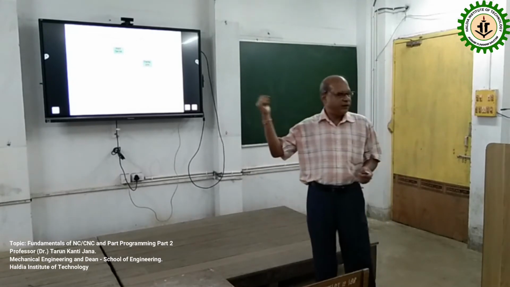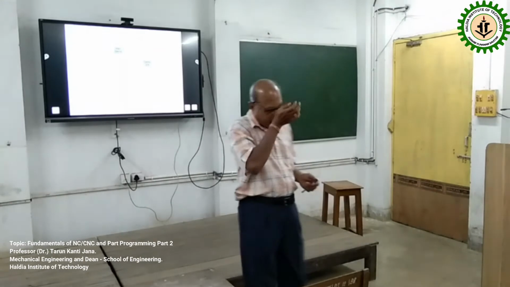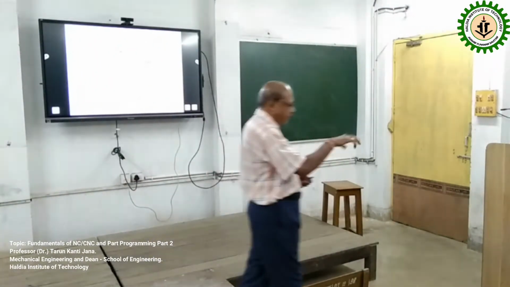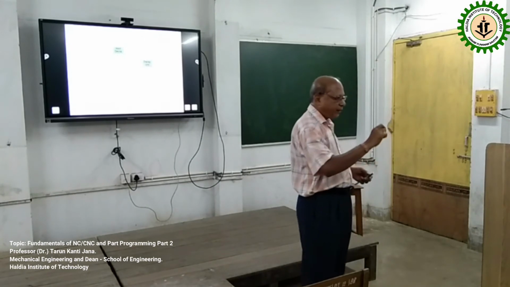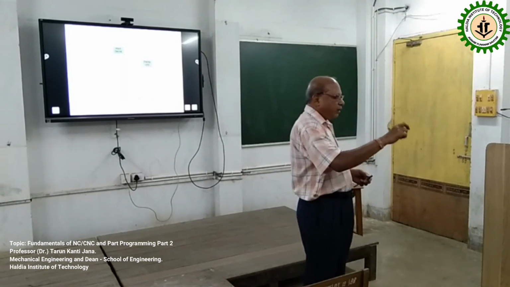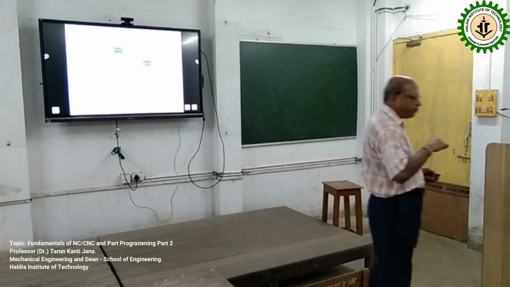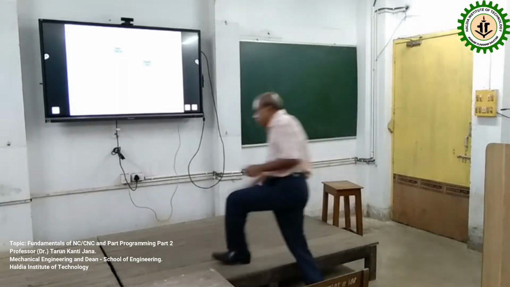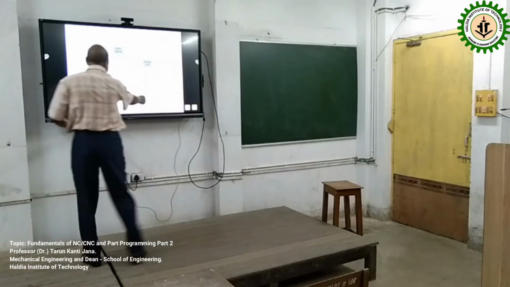The same logic goes in this case also. So if a program line reads, say, X 50 or Y 50, the system has to monitor that it is moving exactly along that particular path. So for that, there will be certain feedback devices.